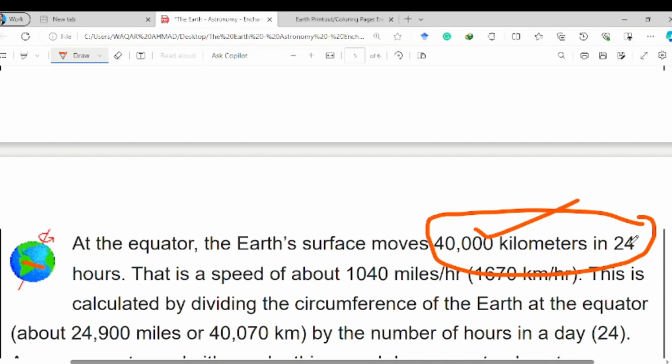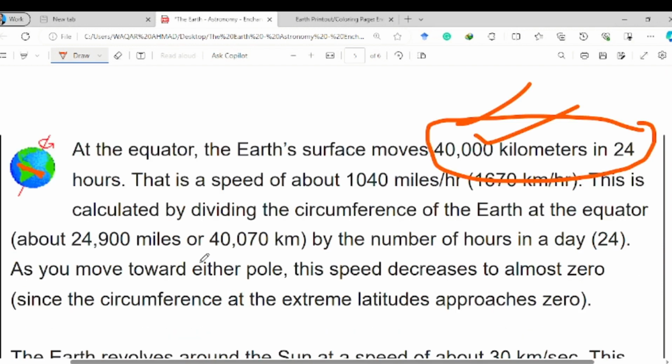This is the equatorial part, and when the Earth is rotating, the equatorial speed is about 40,000 kilometers in 24 hours. That is the equator, and those are the poles, north pole and south pole. The speed of the equatorial rotation is calculated by dividing the circumference of the Earth at the equator by the number of hours.